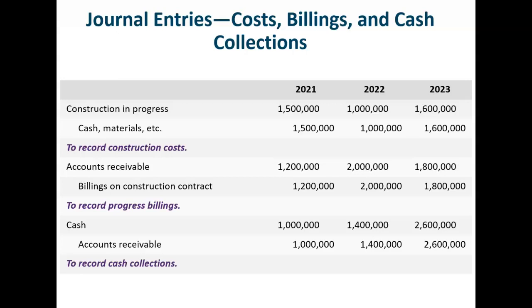It is important to notice that none of these journal entries record any revenue or expense to be reported in the income statement. Instead, all construction costs are recorded as an asset, construction in progress, and all billings on the contract are recorded as a contra asset, billings on construction contract, not revenue. It's a contra asset account. And the balance sheet shows the net amount of these two accounts.